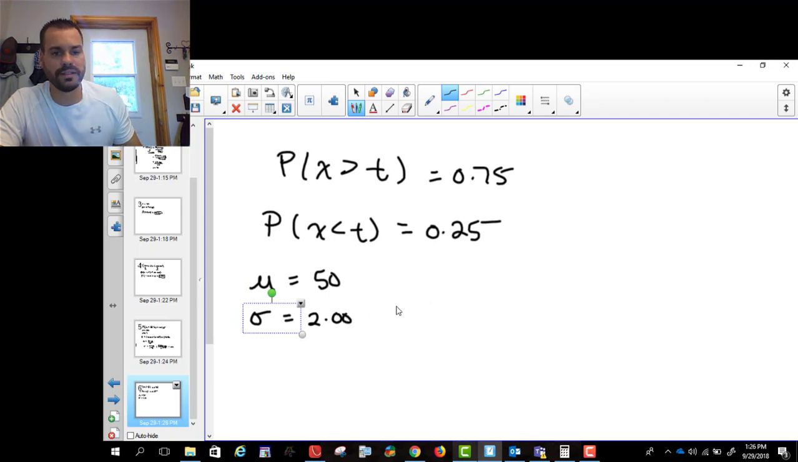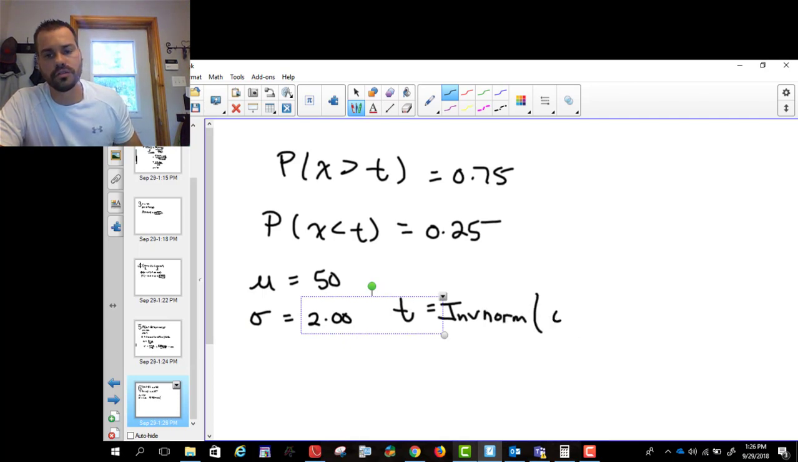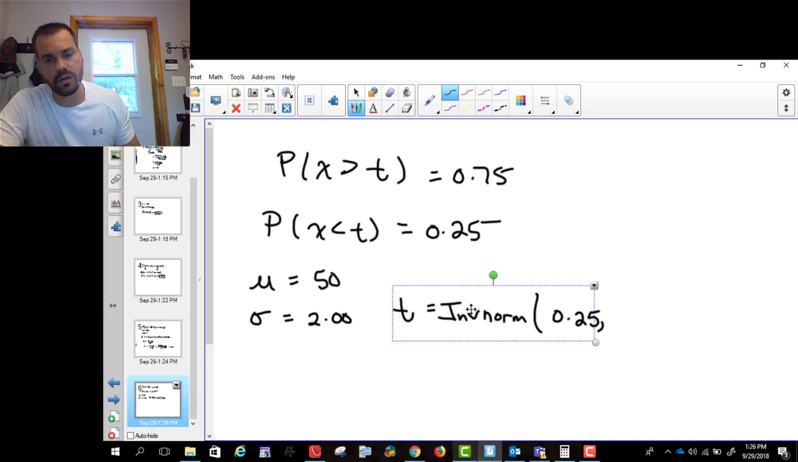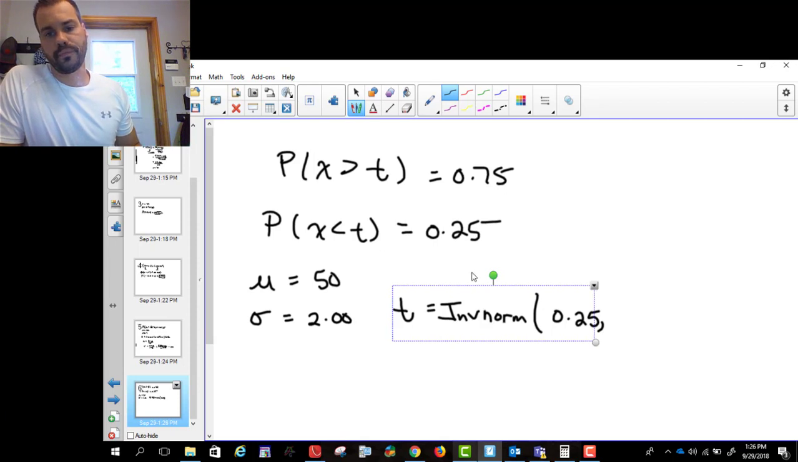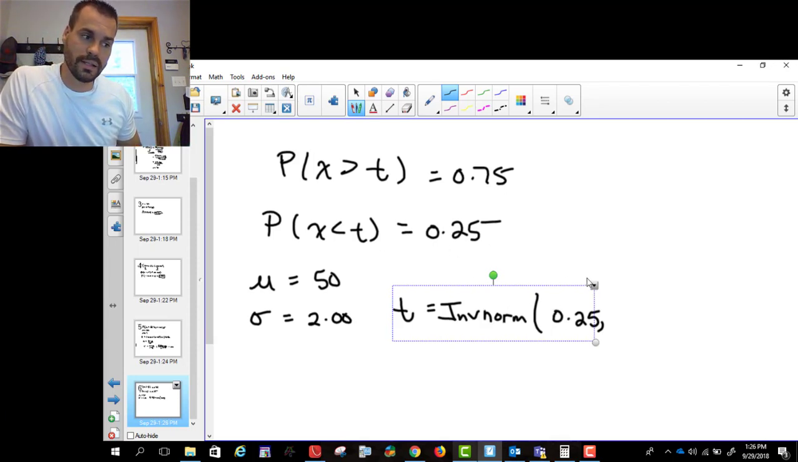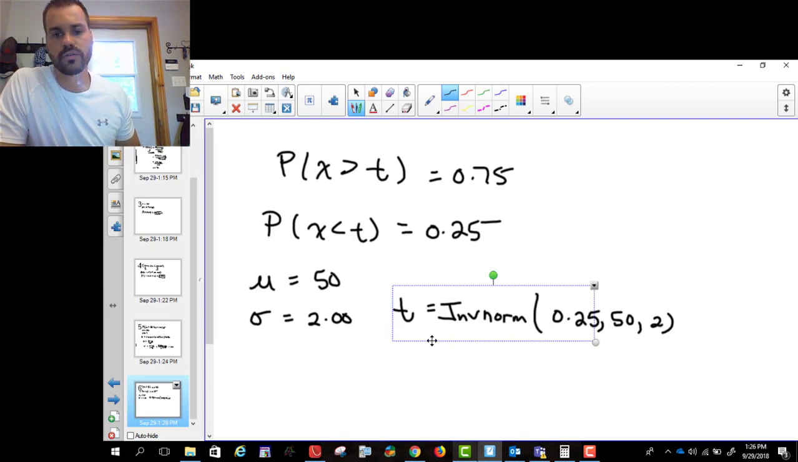So what we can do to find T is just going to be the inverse normal of 0.25, because the inverse normal function of the normal distribution always gives you the less than probability. It always tells you the value for which the probability that you're taking is less than that number. So we just have to use the less than part. We can actually, on our calculator, put in 50 and 2, so we don't have to go through the Z value.